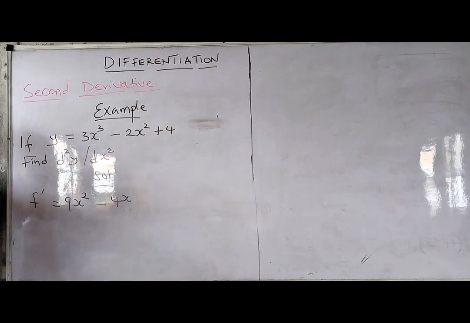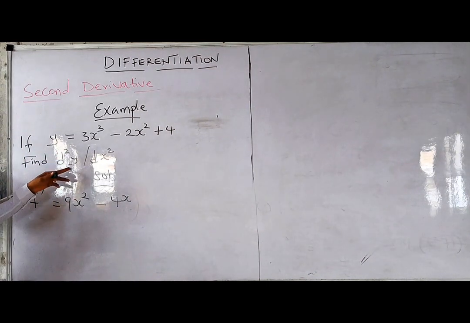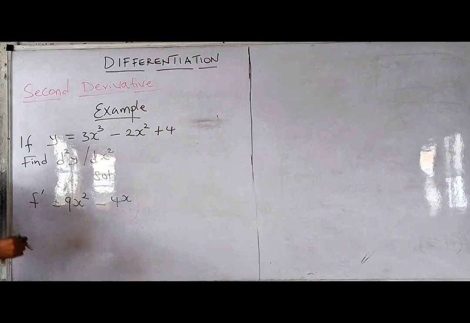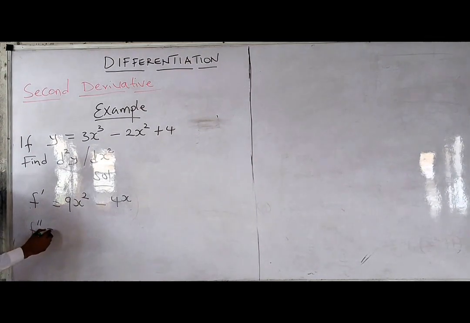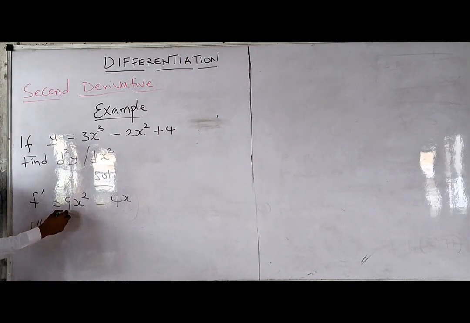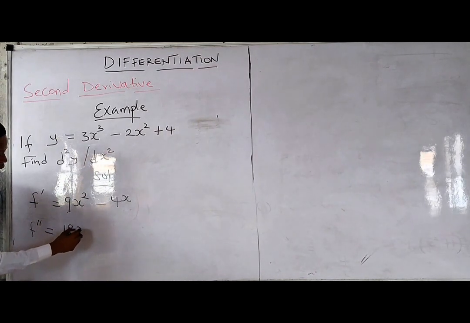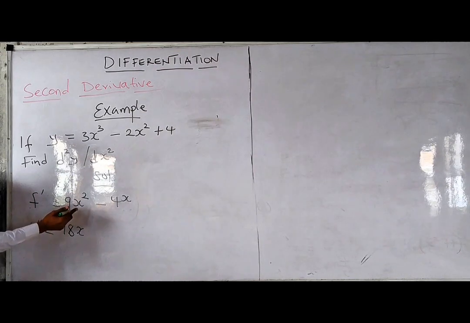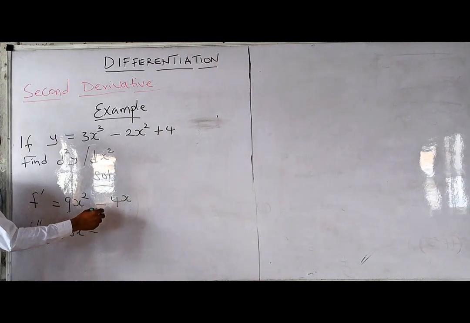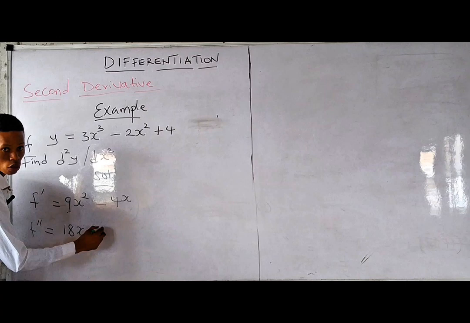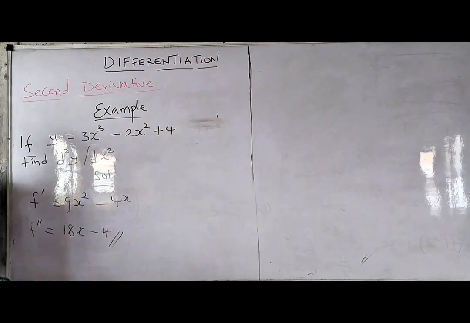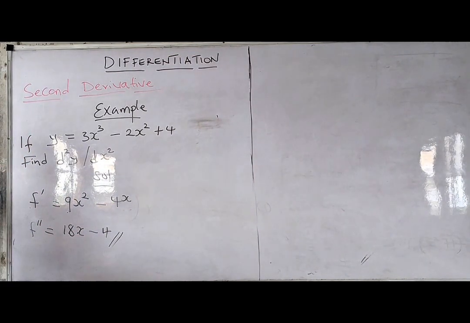We'll differentiate the second time. Remember, they say find d squared y, meaning find the second derivative, is it not? So the second derivative now will give me 9 times 2, which is 18x, because 2 minus 1 is 1. Minus differentiating this will give me 18x minus 4. That's our answer. Do you understand that? So it's basically you are repeating the same step 2 times. That's the answer.